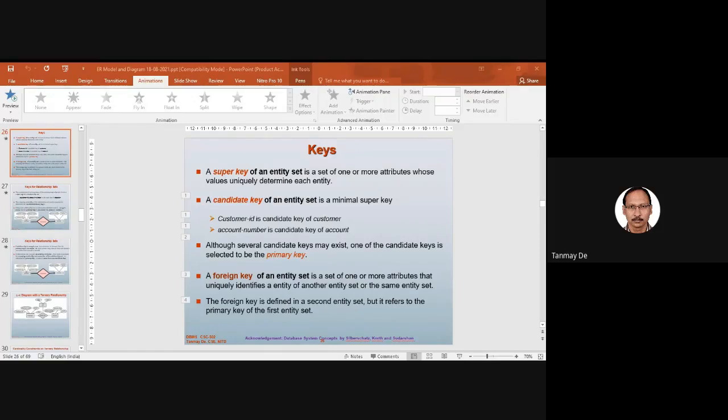That is, the same attribute is present in the two entity sets. That attribute serves as the primary key of one of the entity sets, say the first entity set, and we call the same attribute the foreign key of the second entity set. We can discuss this with an example later also. Foreign key basically acts as a reference.